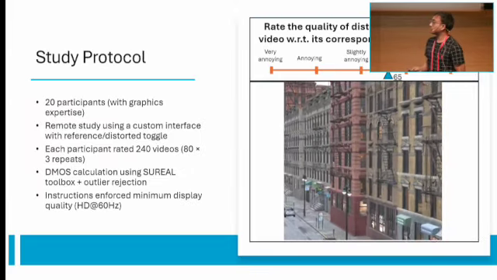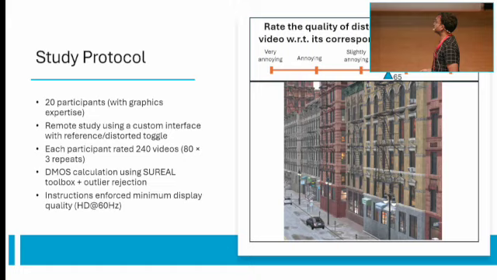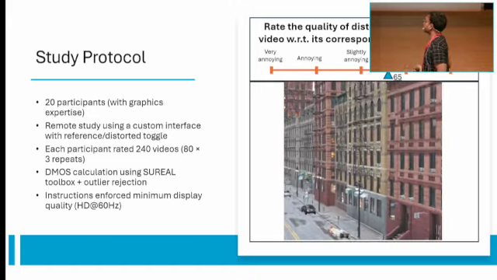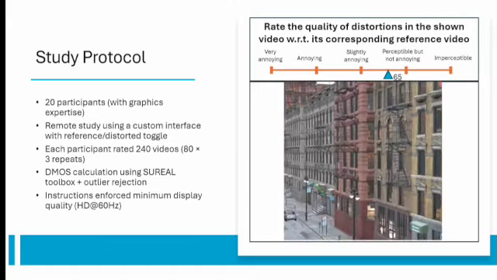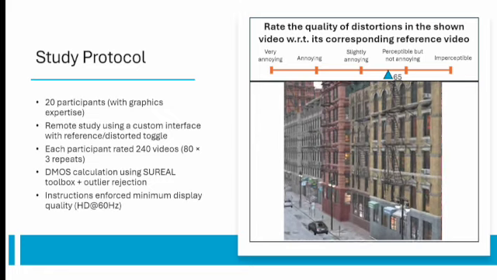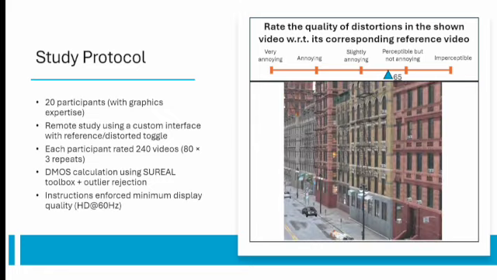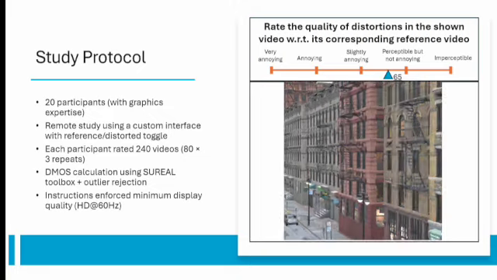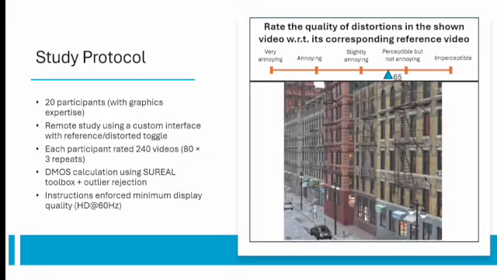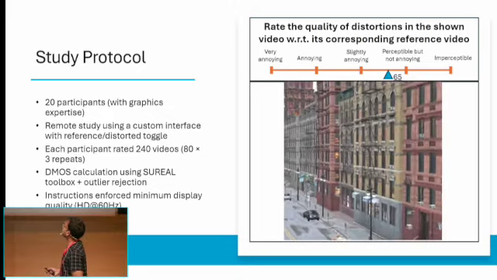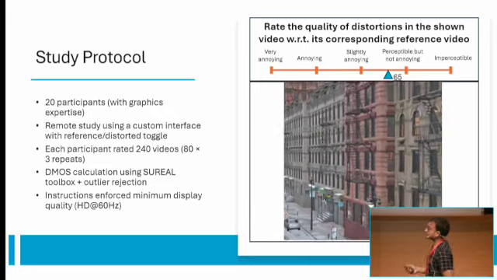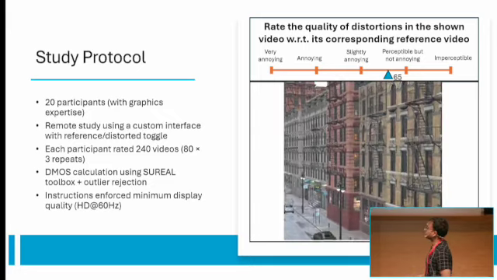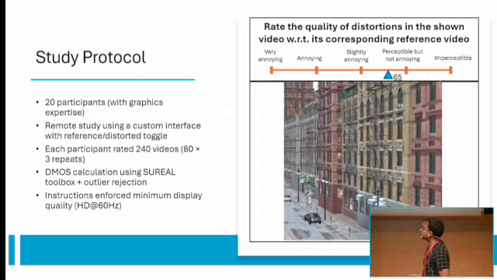The study protocol was direct rating method. Basically, the study was conducted remotely, and everyone saw 80 videos in random order, and they were played in a loop, and everyone was asked to flip between the distorted video and its corresponding reference version, and rate the video on a scale of very annoying to imperceptible in terms of quality of distortions.